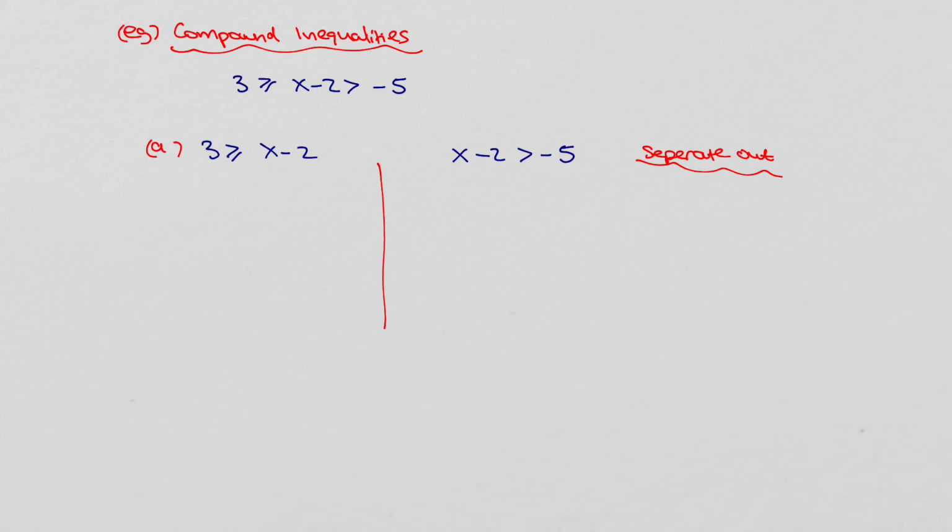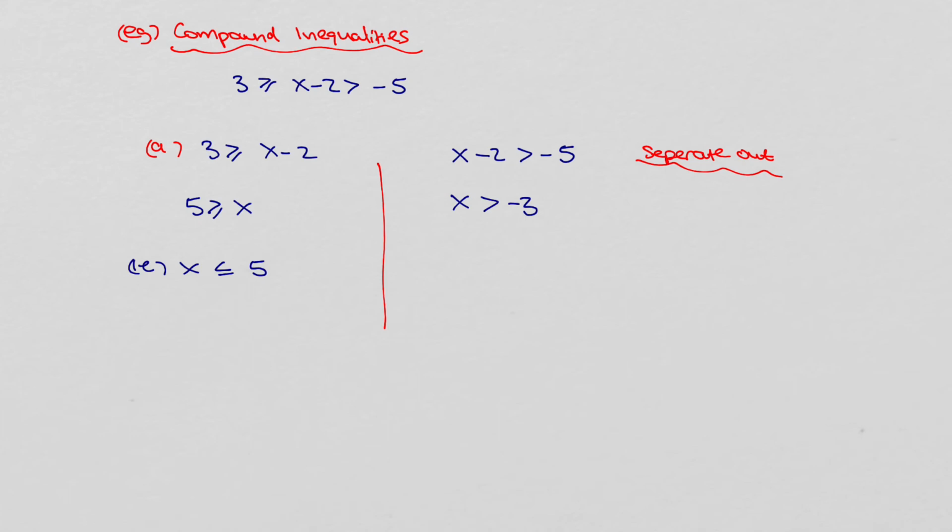So in other words, if I add 2 to both sides, we have 3 plus 2 is 5, greater than or equal to x. So in other words, that can be read as x is less than or equal to 5. So if I was reading left to right, 5 is greater than or equal to x. If I read right to left, x is less than or equal to 5. And the second half of the equation then, if I add 2 to both sides again, I have x is greater than minus 5 plus 2, which is minus 3. So therefore, our answer is x is less than or equal to 5 and x is greater than minus 3.